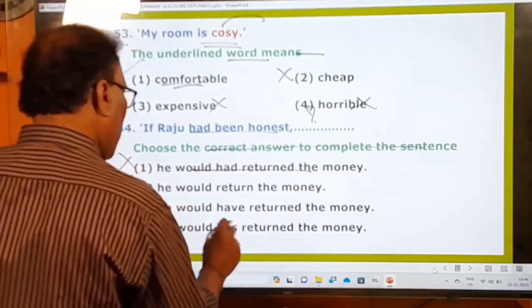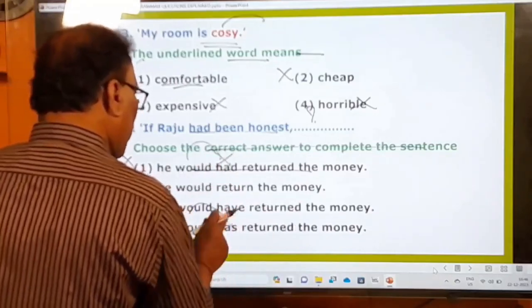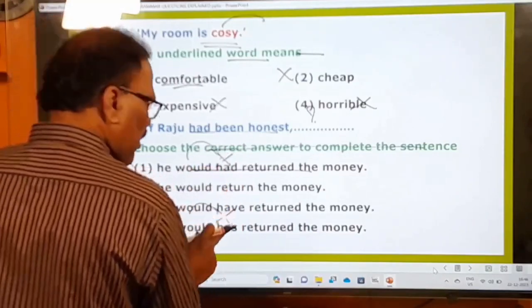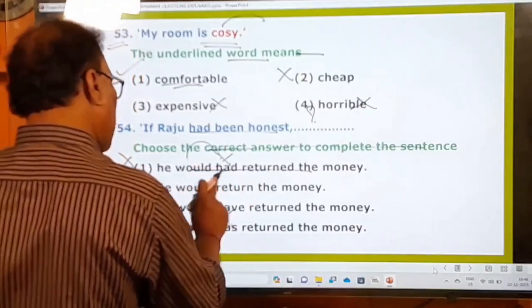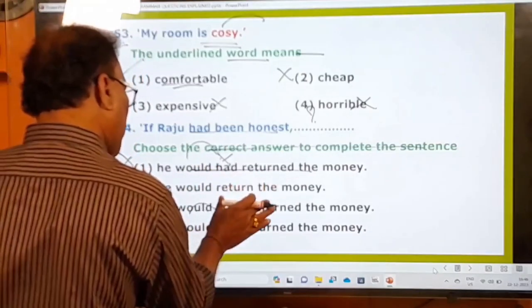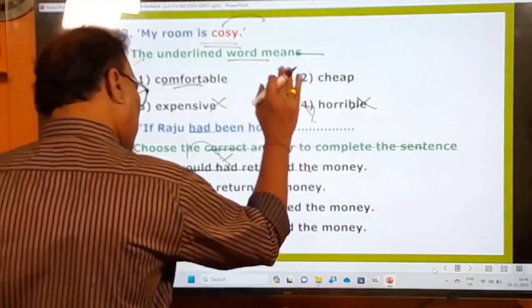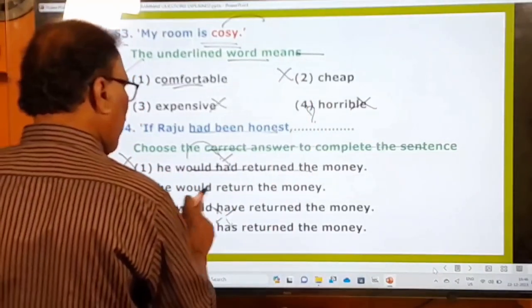He would has, after would, has is given, which is wrong. After would, had is given. So these two are absolutely wrong. After would, you cannot use had, you cannot use has. That's why these two are absolutely wrong. They are dropped. And would return is to some extent correct. Grammatically they are correct. But which is the most appropriate one here? The third one is the most appropriate one: he would have written them.